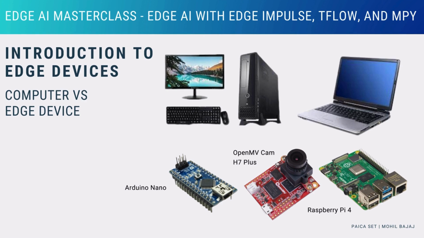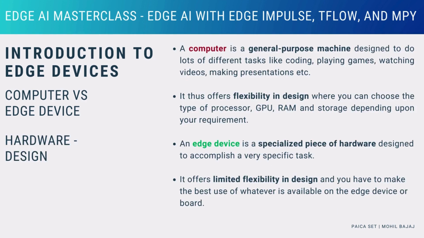Well, it's just a printed circuit board with lots of devices attached to it, and there are tons of them out there. Here, I have shown three that are super popular among the edge device and the IoT community: an Arduino Nano, an OpenMV Cam H7 Plus, and a Raspberry Pi 4. And we will discuss them in a little more detail in later videos in this section. Coming back, now that we know what an edge device looks like, let's compare it with a traditional computer.